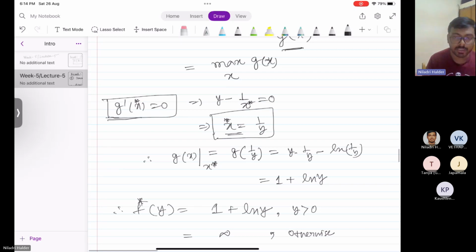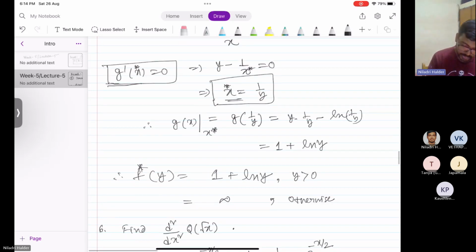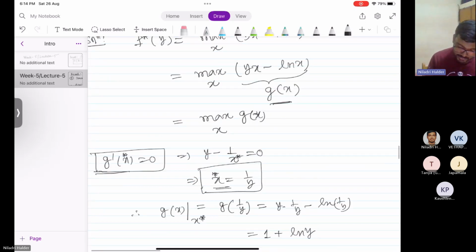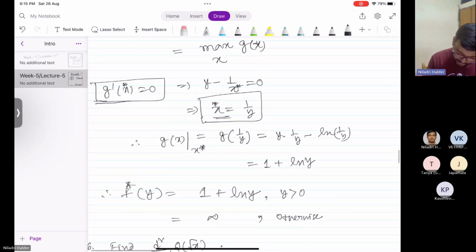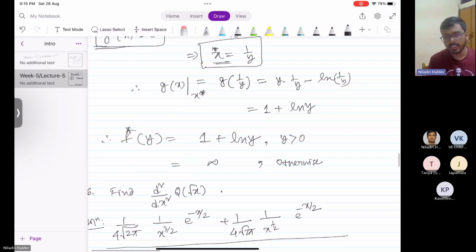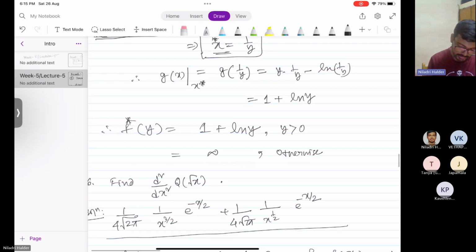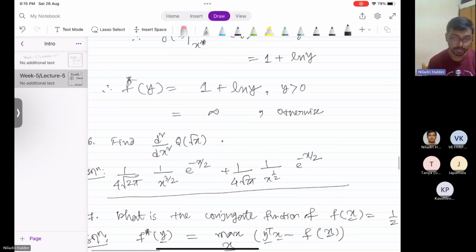So that is coming 1 by y. Now we need to put this 1 by y in this function. Then this is coming minus 1 plus ln of y. If y is greater than 0, then this ln exists. So that's why this is written like this, f star of y.